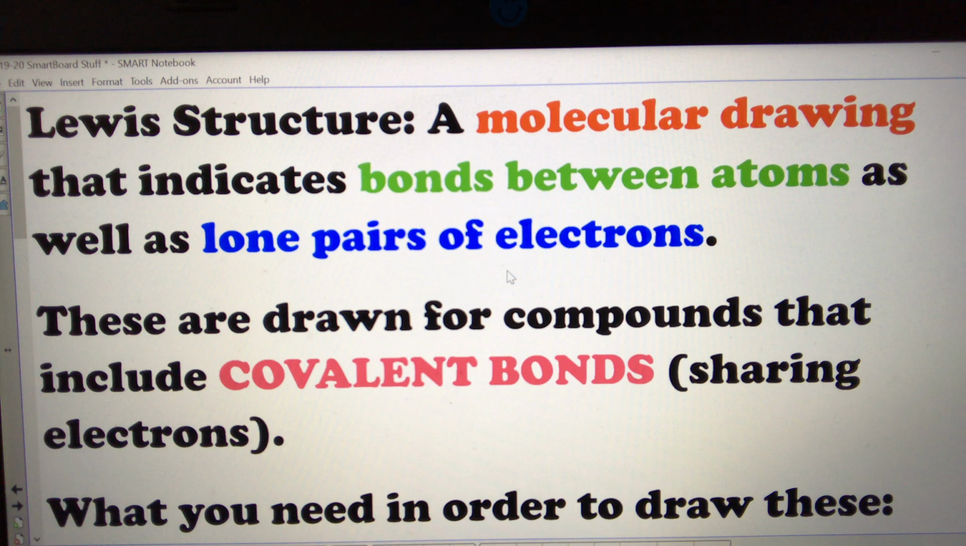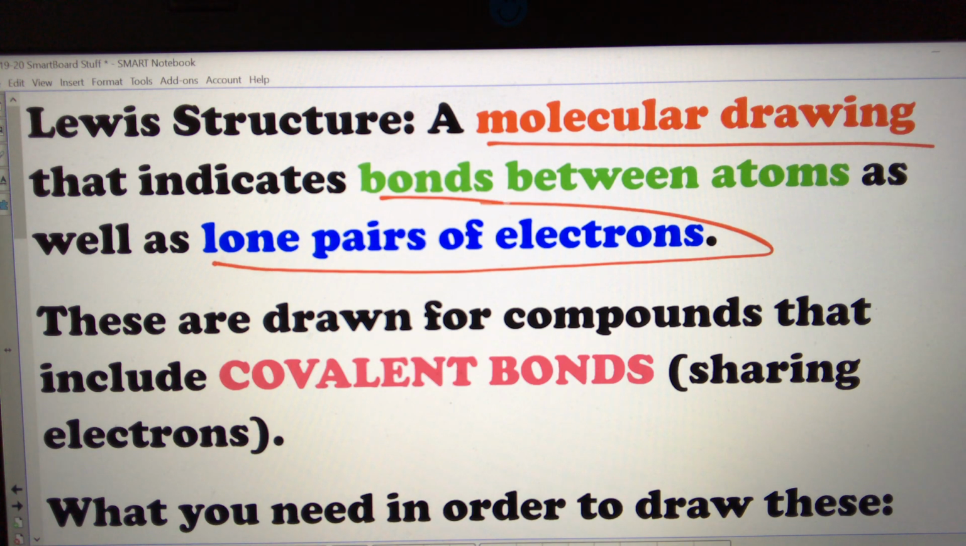All right, so we're going to go over Lewis structures today. Lewis structures are just a drawing of a molecule that indicates what kind of bonds are between atoms, and where electrons are located as lone pairs on your atoms. These are only drawn for molecules that have covalent bonds.